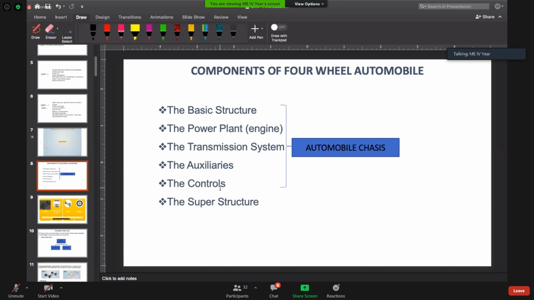Now the next is our controls, where you control the vehicle. The components are steering, brakes, accelerator, and clutch. These all come under the category of controls. And finally the superstructure, the upper part of your vehicle, is called the superstructure. In your examination, the question can be asked: write the different components of a four-wheel automobile and describe them in brief. So you have to write 3 to 4 lines about each of them. Now we will see them one by one.